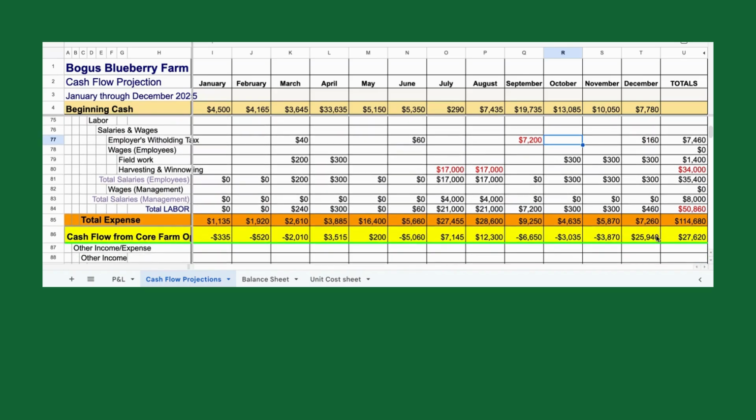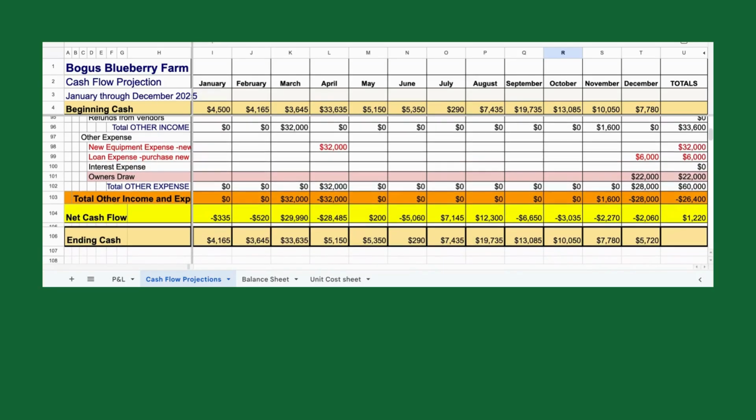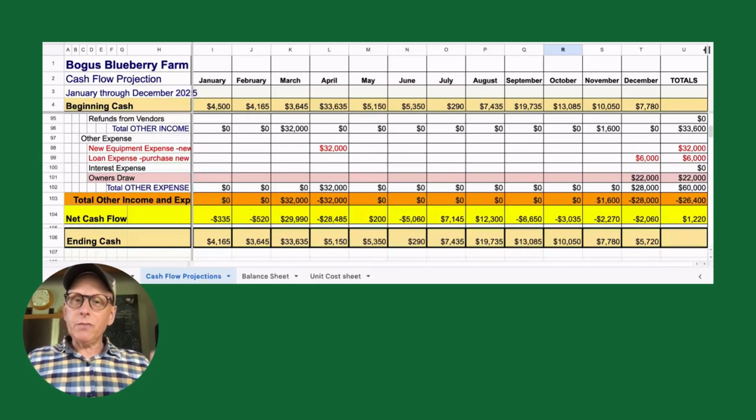And now, scrolling all the way back down to the bottom, we can see what the impact is. And it looks pretty good. Actually, better than their original budget, which had $20 net cash flow and $4,520 ending cash. Their new scenario would mean a positive $1,220 net cash flow and an ending cash of $5,720. What I'm seeing is a picture of improvement that for Bogus Blueberry Farm, investing in this piece of equipment can not only help address labor challenges, but could also provide for a healthier cash flow.